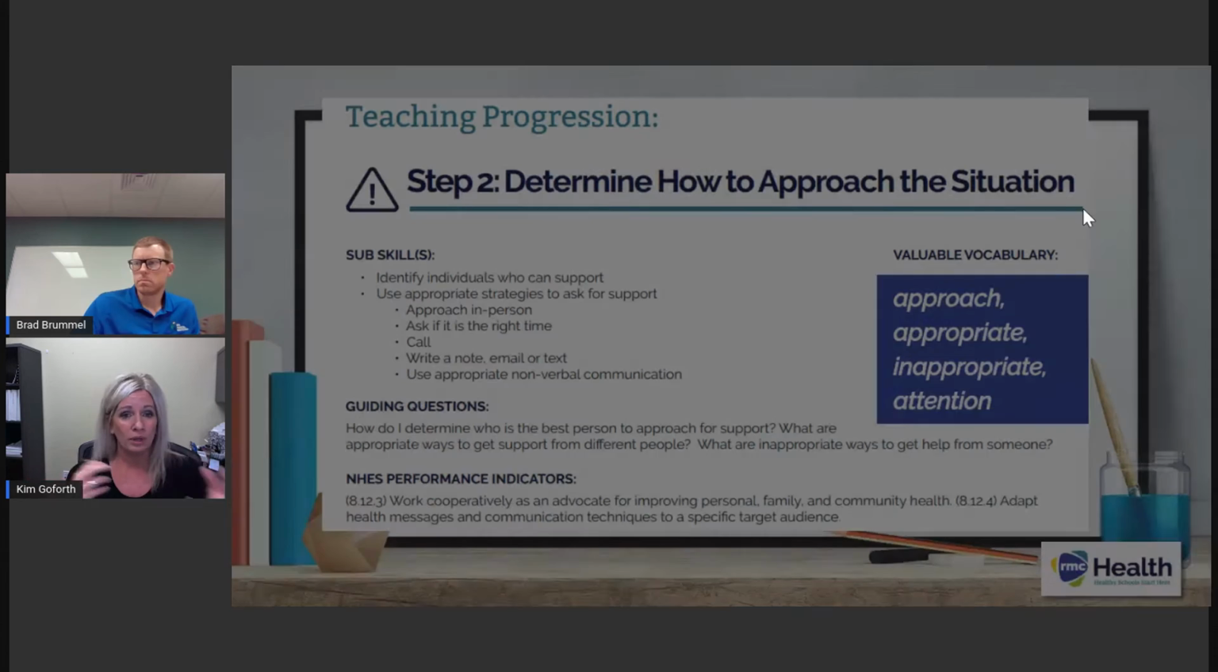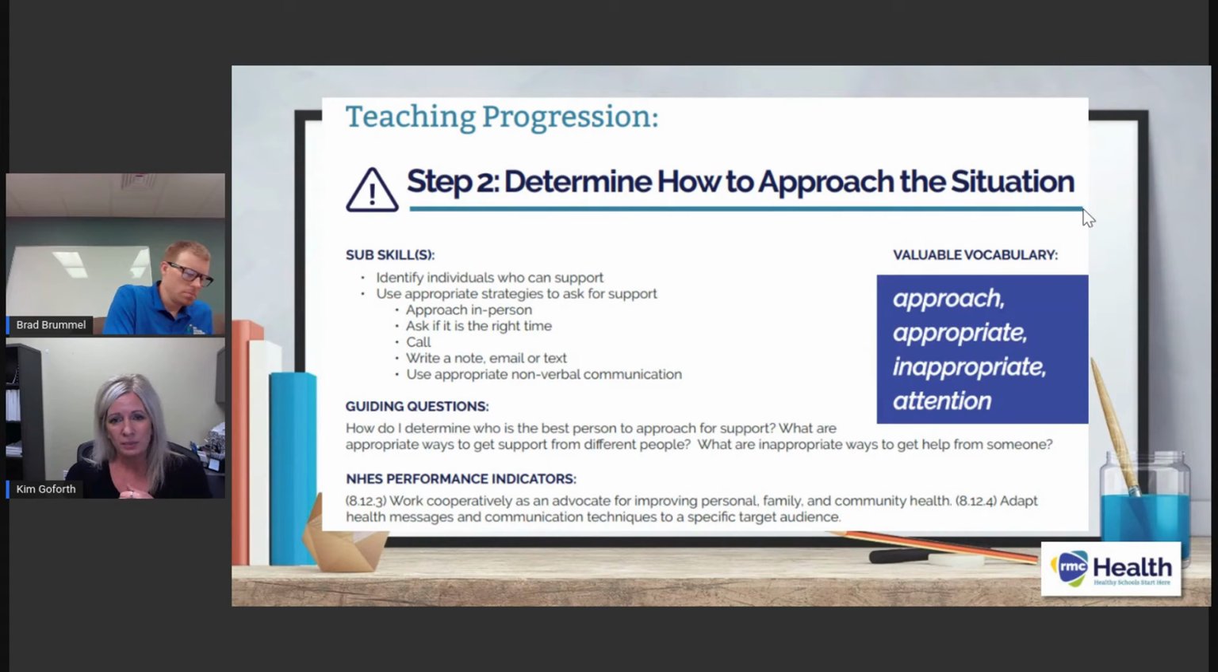So I just picked one of these, and I chose a 9-12 grade span, stage 1. So remember, stage 1 was advocating for self. And I've jumped down to step 2. And so this is just modeling how you would set up your teaching plan, your teaching progression for step 2, which is determine how to approach the situation.